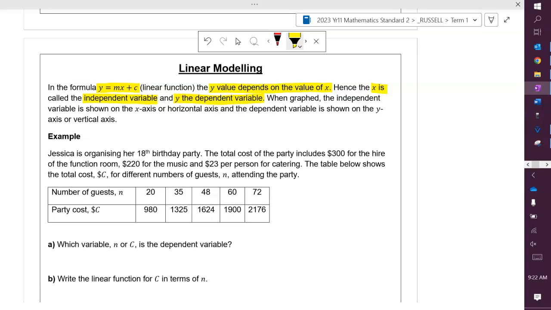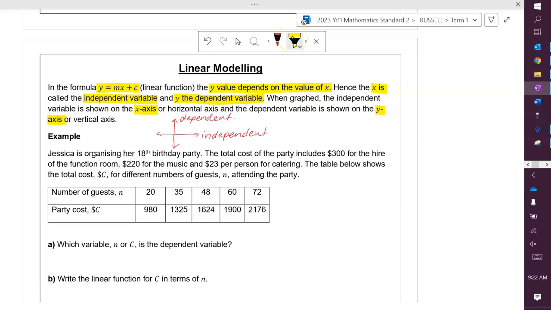So when graphed, the independent variable is shown on the x-axis, or the horizontal, and the dependent is on the y-axis, or our vertical axis. So if we were to think about our graph, this would be our independent, and this would be our dependent.